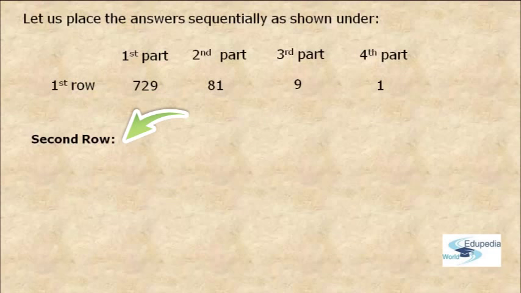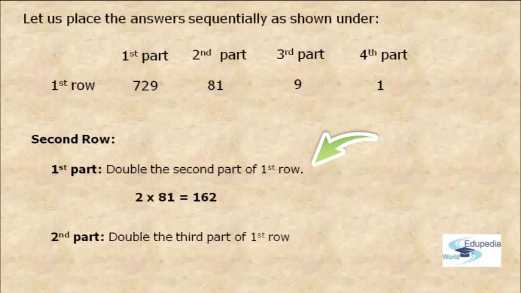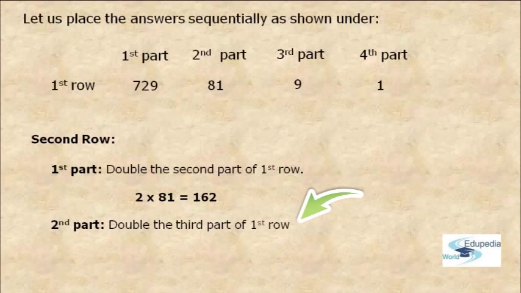Here in the second row, the first part of the process is to double the second part of the first row answer. Here in the first row, the second part we have got is 81, and if we double 81, we will get 162 as the answer. Now moving to the second part of the process of the second row, we have to double the third part of the first row answer. In the first row, the third part answer we have got is 9, and if we double 9, we will get 18 as the answer.